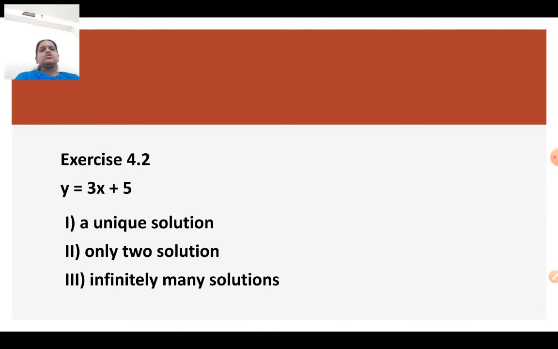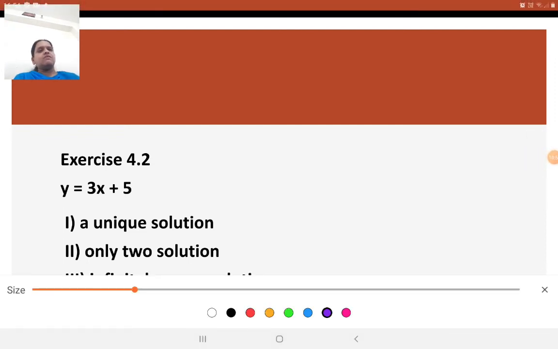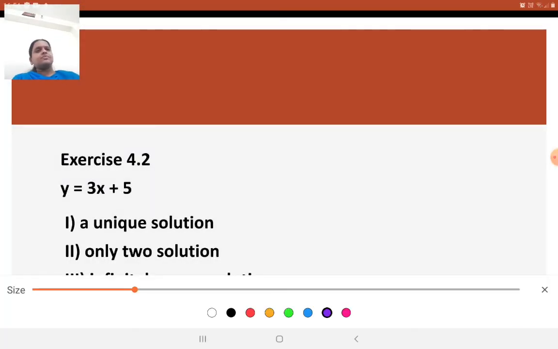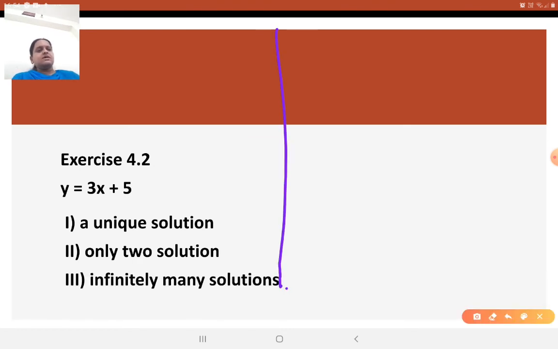Unique solution means you are getting one solution. The second option is two solutions, or infinitely many solutions. So I will give you the answer by giving some examples. Just wait a minute. For this, I will take a few examples, as the equation is y equal to 3x plus 5. If I take x as 0, what will be your y value? Just substitute x equal to 0 in your equation.